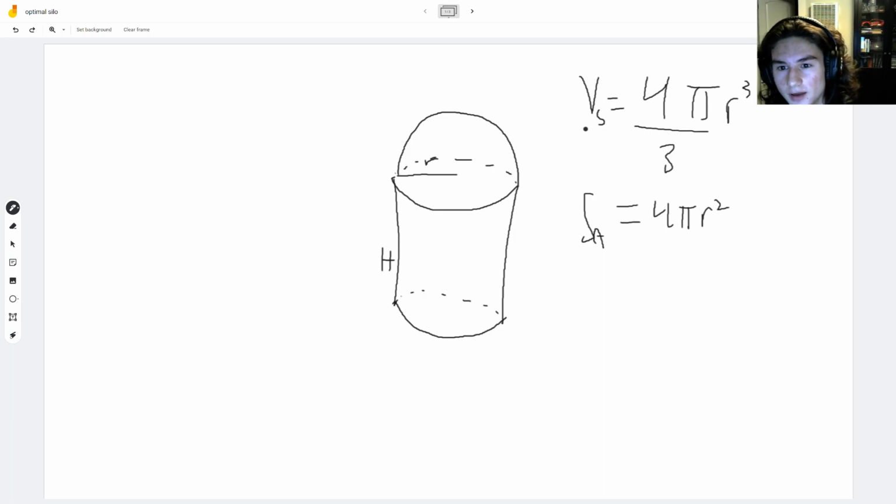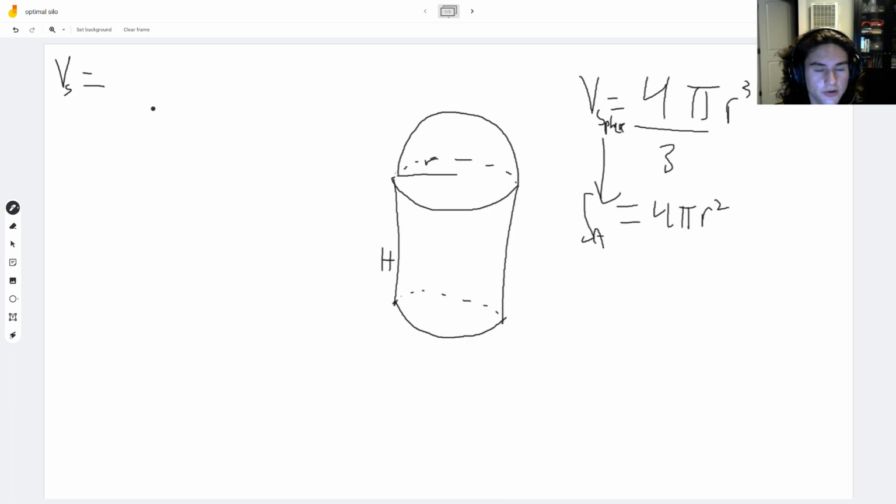So right here, I have the two things you're going to need to know for this, which is the volume of a sphere and the surface area of a sphere. So we start off this problem by setting up two equations, a volume equation and a surface area equation for this silo. So the volume equation of the silo, I'll put an S, not to be mistaken with sphere.